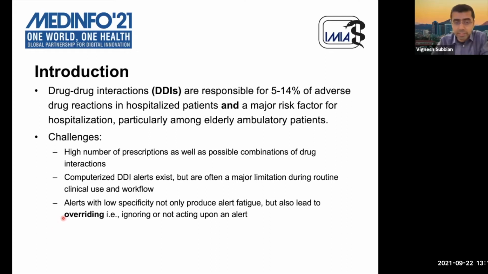alerts with very low specificity tend to produce alert fatigue among clinicians. Additionally, there is this problem of overriding, which is the concept of interest to our study. Overriding is ignoring or not acting upon a computerized alert. So this is the term or the concept that we will refer to throughout this study.